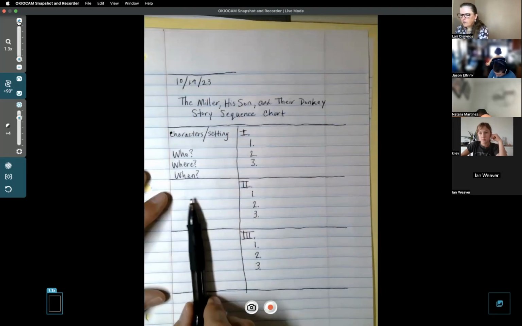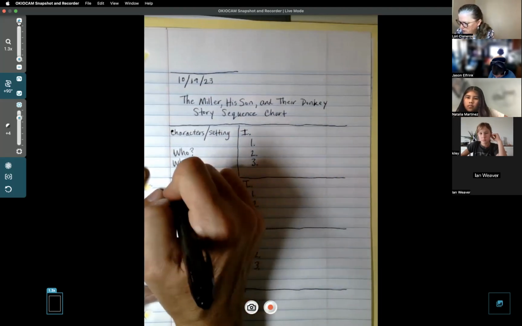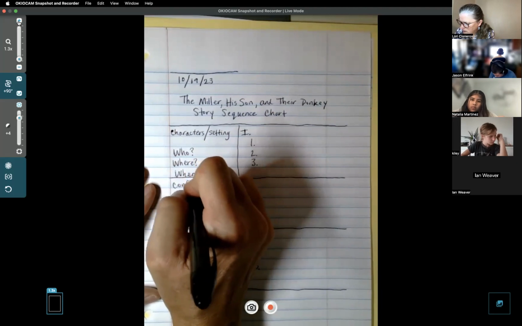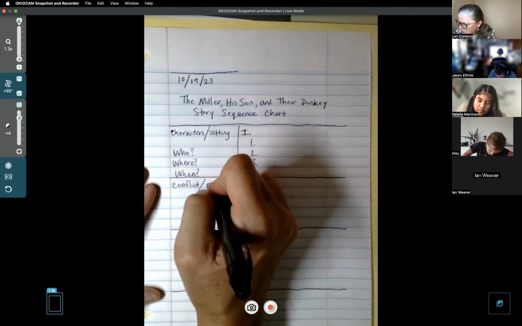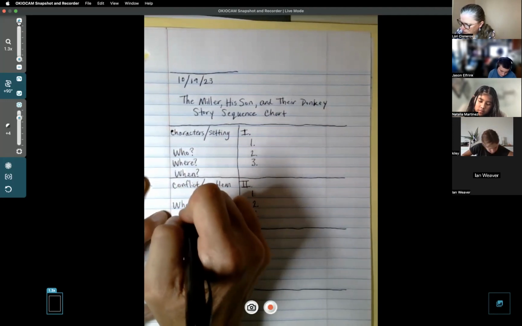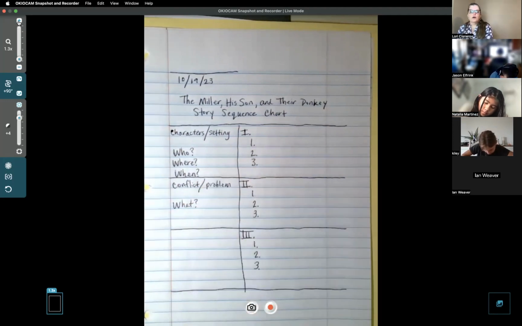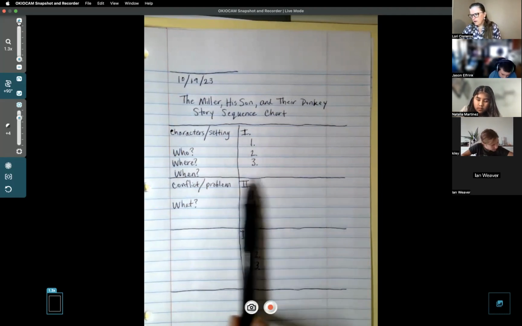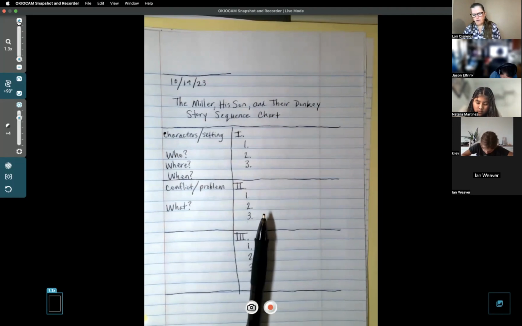The next box, if you remember from the yellow page, it's conflict/problem. And skip a line, and you're going to answer the question, what here? What does the character need? What does the character want? What is the problem? What's happening in the story? Okay. The middle box is all about that.